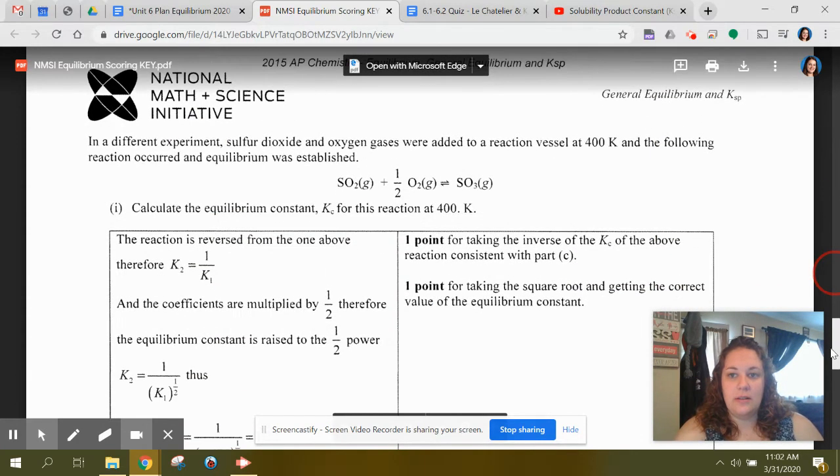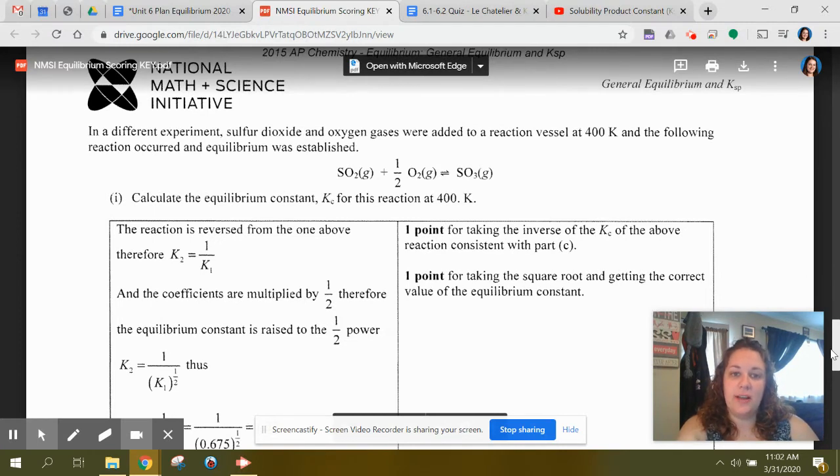In a different experiment, sulfur dioxide and oxygen gases were added to a vessel at 400 Kelvin, and we have this reaction. So this is the reverse reaction, and it's decreased by 2. Okay, so all the coefficients are halved. So calculate the equilibrium constant for this reaction. So we had our K value from up above, which was 0.675 for the forward reaction. When we reverse this reaction, that's like 1 over K.